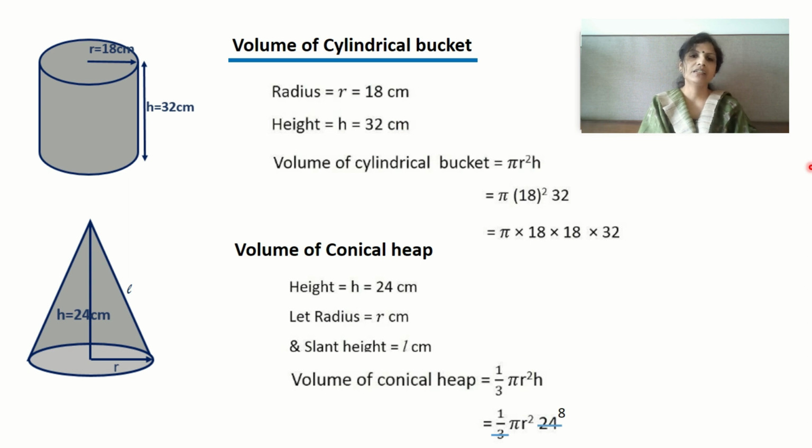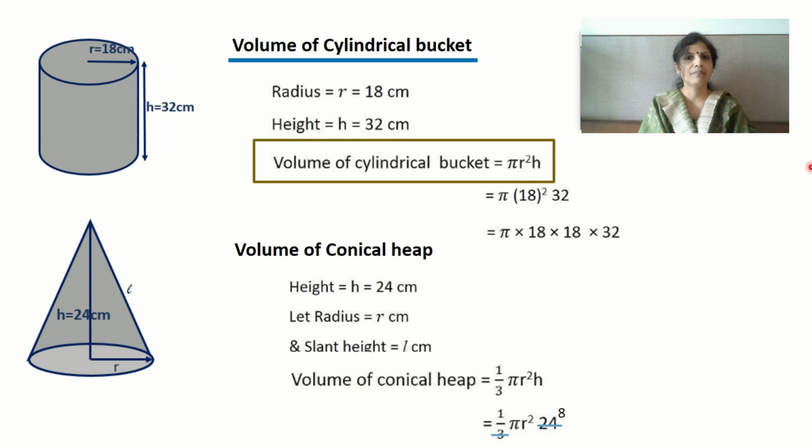Radius of the cylindrical bucket is 18 centimeter. Its height is 32 centimeter. So volume of cylindrical bucket is pi r square h. Let's substitute the values. Pi into 18 square into 32. If we simplify this, we get pi into 18 into 32. We are not substituting the value of pi because we will be equating the volumes of both the shapes, and when we equate, we can cancel out pi from both the sides.